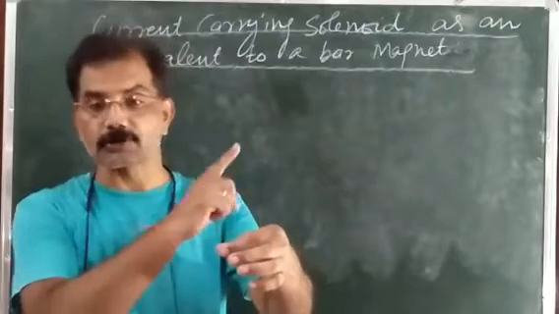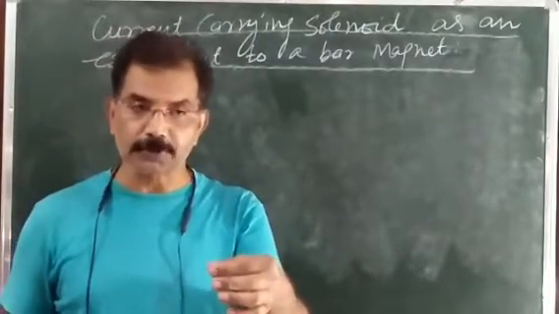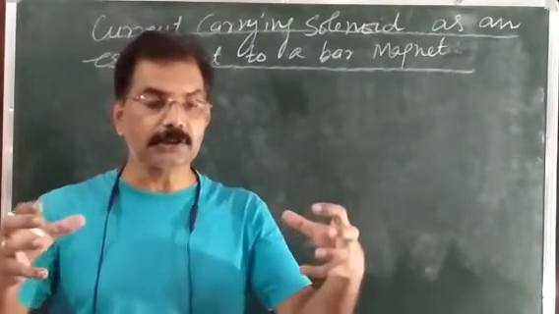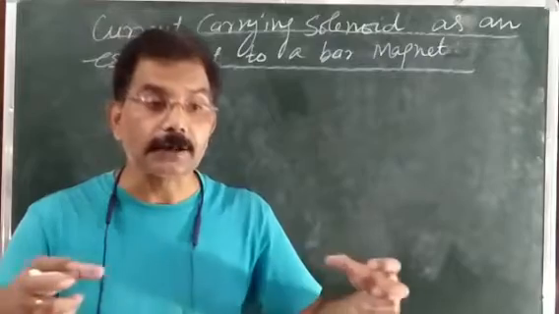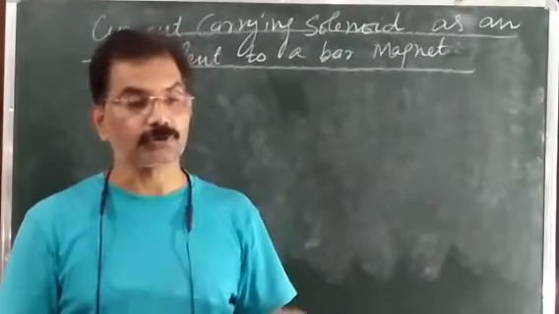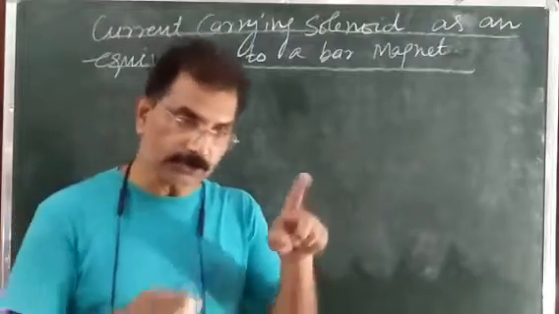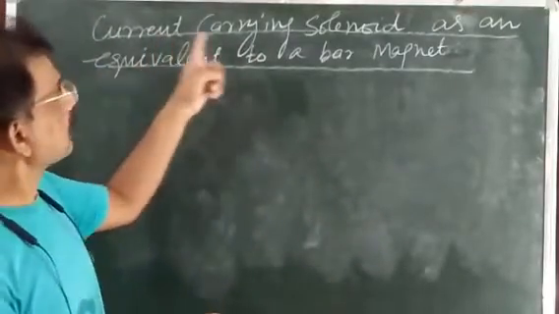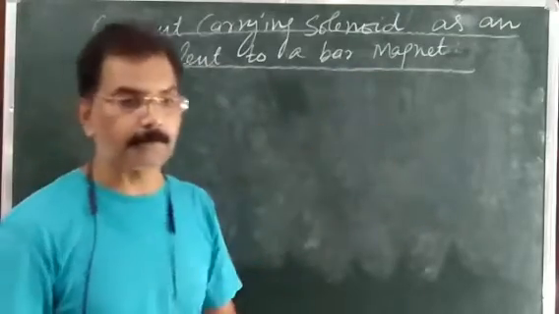और मैंने बताया नॉर्थ और साउथ में कौन रेस्ट करता था, बार मैग्नेट. And also it is observed that two current carrying solenoids also show either attraction or repulsion, which is shown by the like or unlike poles of a bar magnet. So in this way we can say a current carrying solenoid behaves equivalent to a bar magnet.